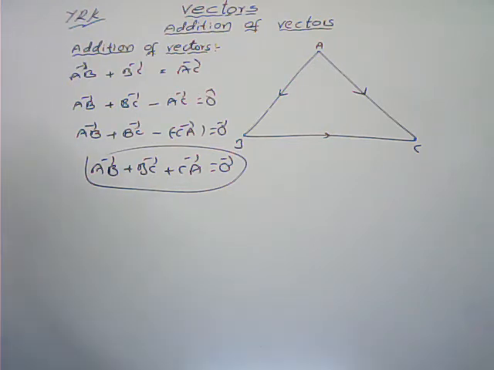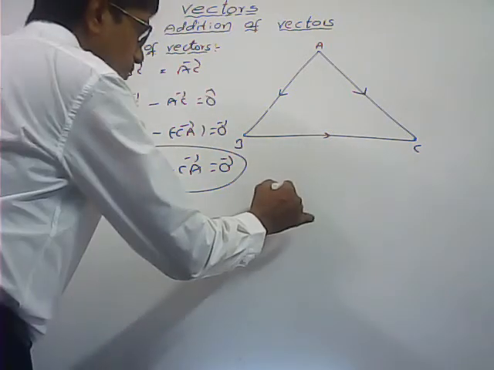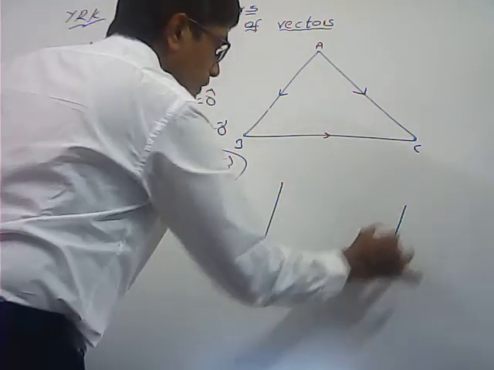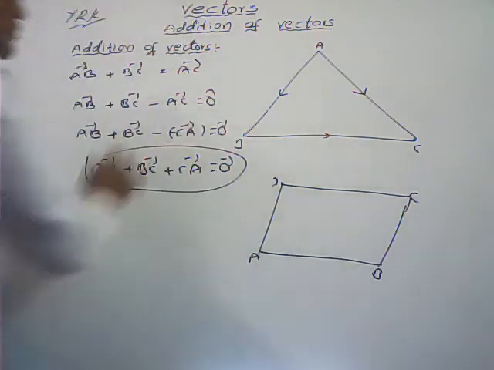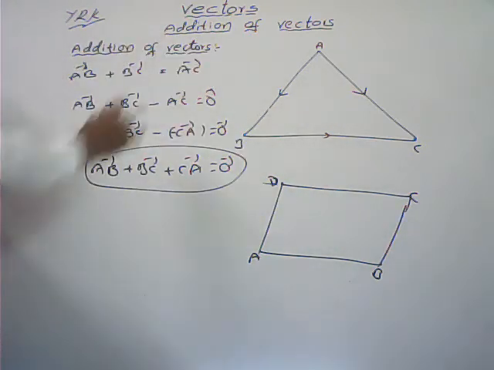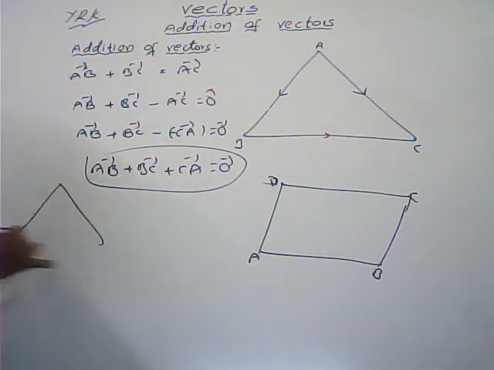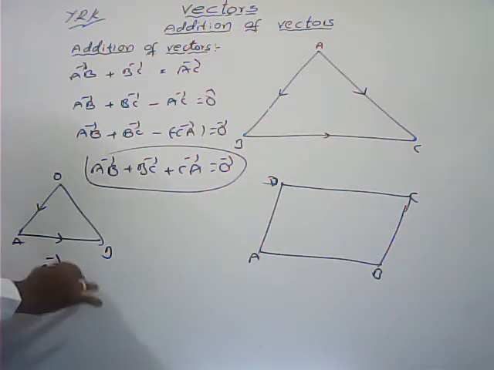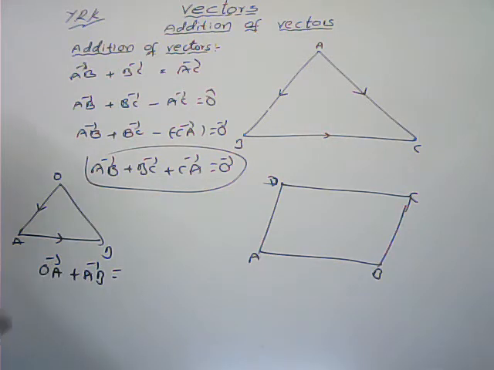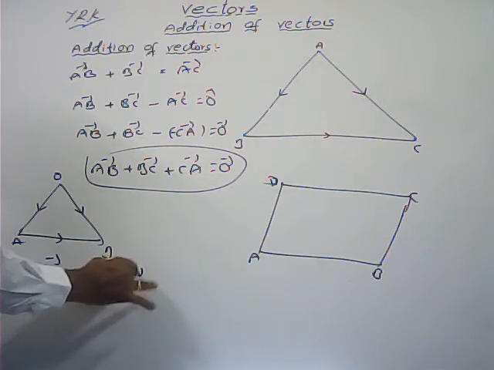Next, the parallelogram law of addition. How can we say that one? Parallelogram law of addition. Here I am taking A, B, C, D. Here, instead of A, I am taking O, A, B. So the triangle law of addition I am applying. Two vectors representing two sides of a triangle in one direction, their sum OA bar plus AB bar, the third side represents their sum in the opposite direction, OB bar.